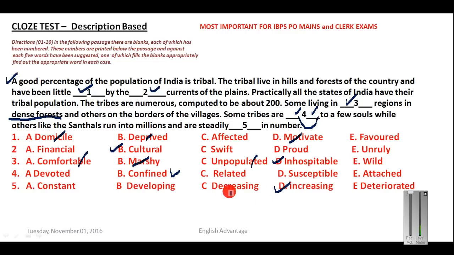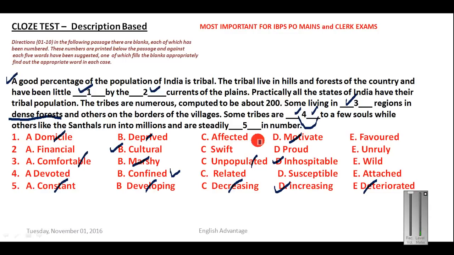Now decreasing will not come. Now developing cannot be used with the population. Constant, the population cannot remain constant if it is already in millions, and it cannot deteriorate, because deteriorate word is not used normally with population. So here the correct answer will be increasing.